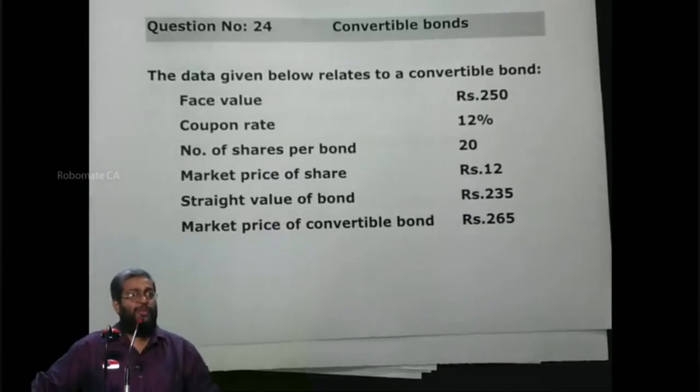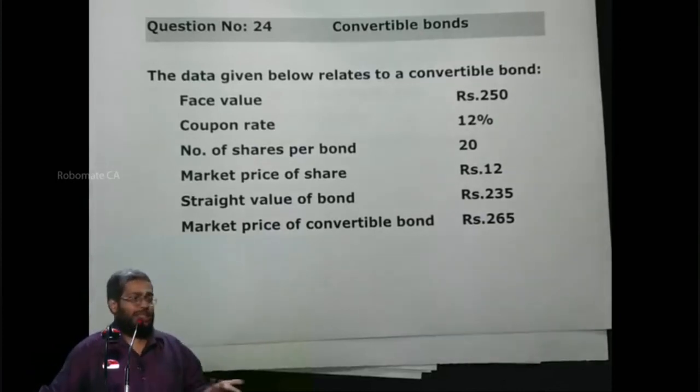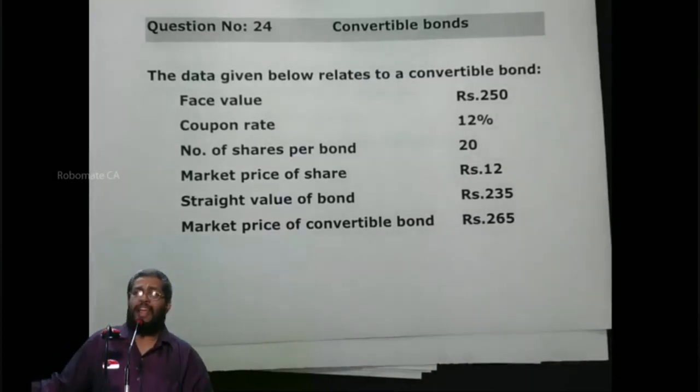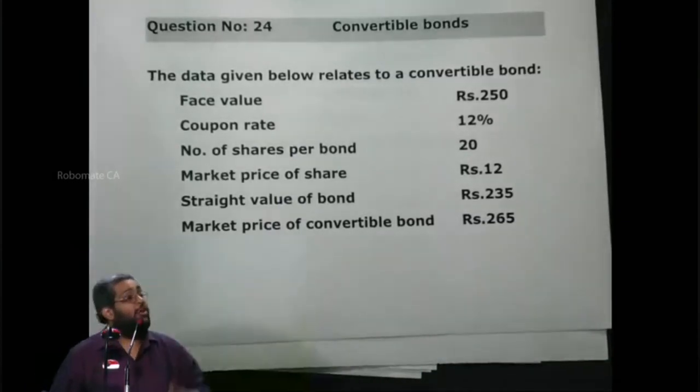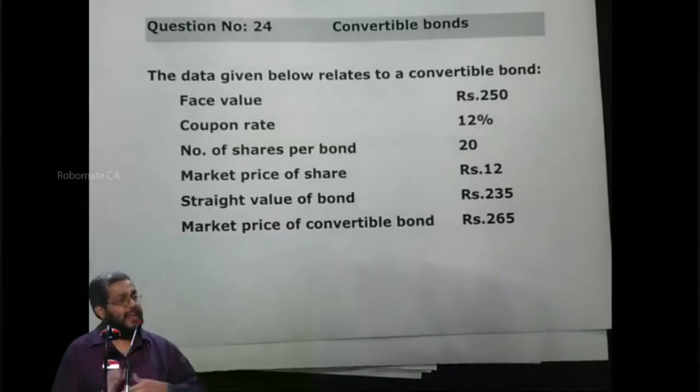Very simple here. You are holding a convertible bond today. The bond might have been issued 2 or 3 years back. Now we are holding this convertible bond, having how many shares underlying it? 20 shares. If you want to exercise the option to convert today itself, what value will you get? 240. This is the stock value of the convertible bond. It's called the conversion value. Everybody clear?